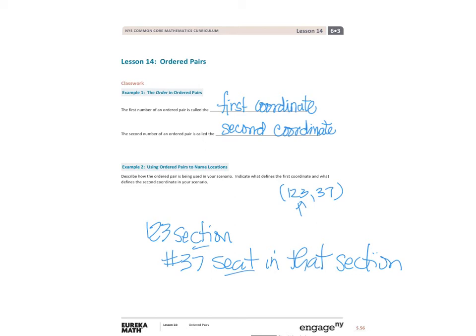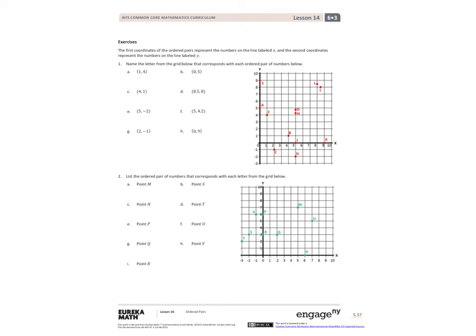So then let's go to the next page here, and this is going to help us with the positive, negative numbers that we've been working on. So the first coordinates of the ordered pair represent the numbers on the line labeled X. So this is X right here. The second coordinate, the second number in the ordered pair, is on the Y axis. Okay, so it says name the letter from the grid below that corresponds with each ordered pair of numbers below.